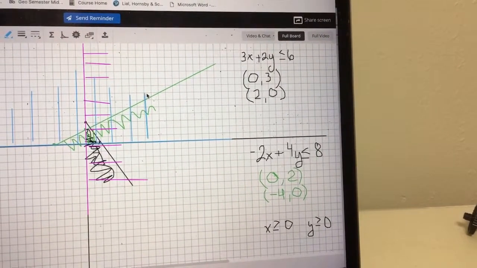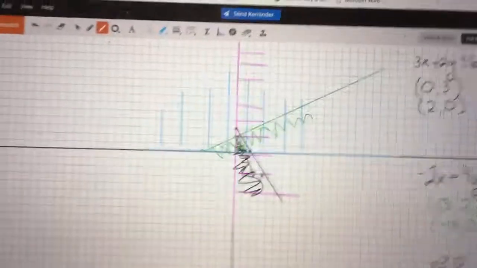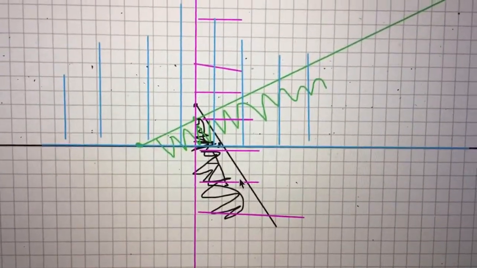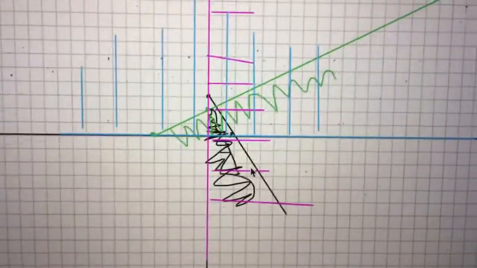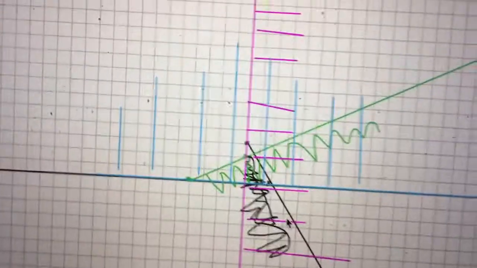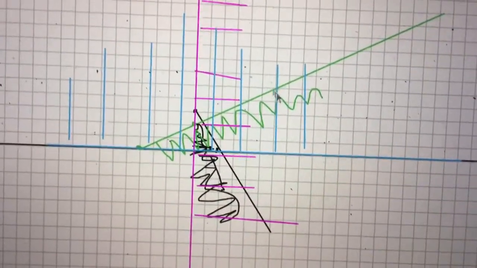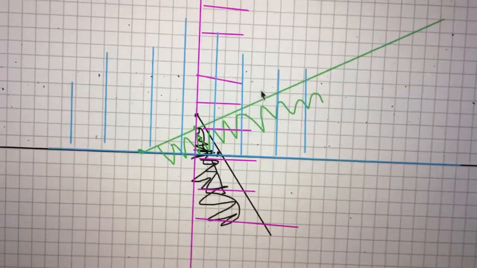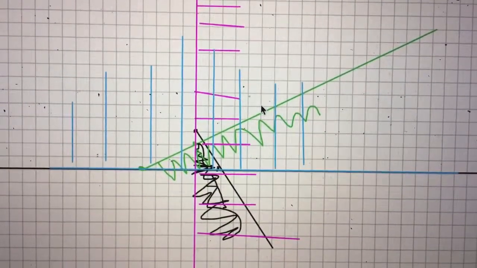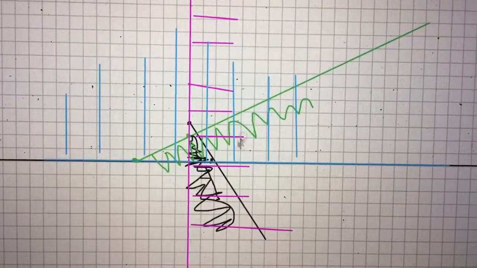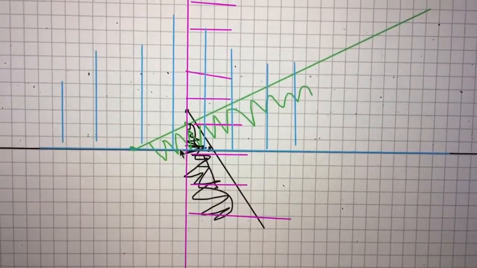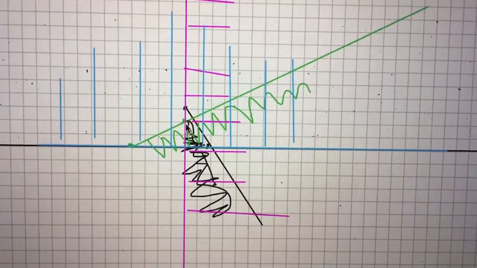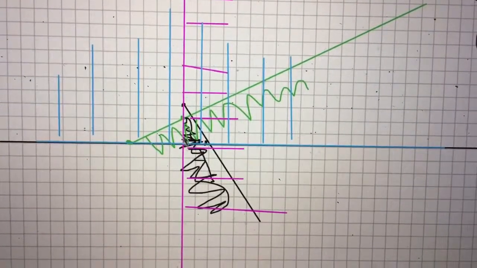And now we've got this little graph. So remember, we're looking for the part that is shaded 4 times. Okay, so the pink and the blue is basically just saying, hey, we're going to be in this first quadrant. Nothing anywhere else is going to matter. We're just going to be in the first quadrant. The black line is limiting it here and here, okay? And then the green line is shaded down below.